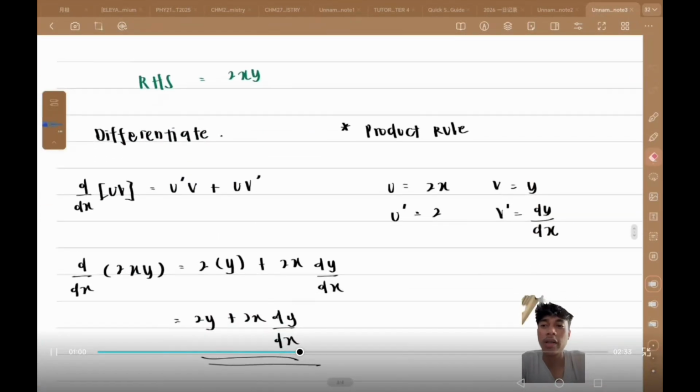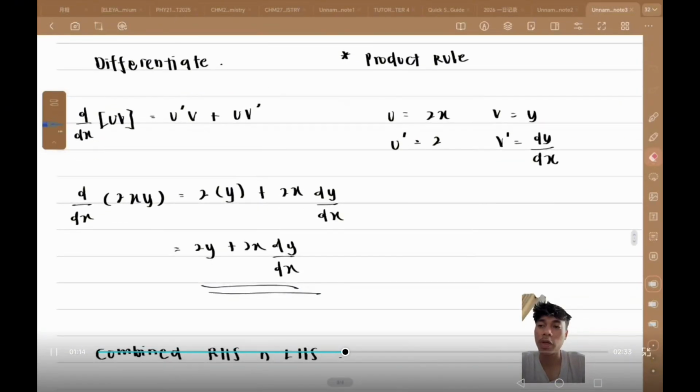The product rule is u prime v plus u v prime. So u equals 2x, u prime equals 2, v equals y, v prime equals dy/dx. So we substitute the values. The answer is d/dx of 2xy equals 2 times y plus 2x dy/dx. So the final answer is 2y plus 2x dy/dx.